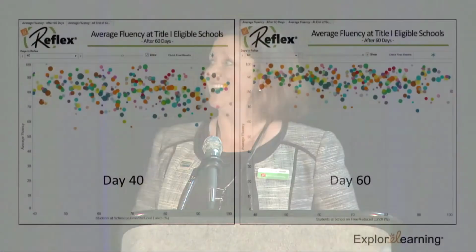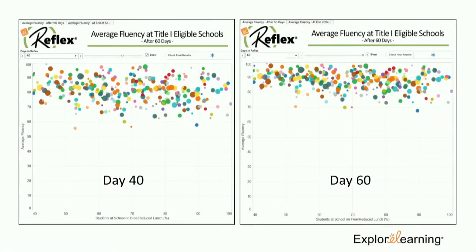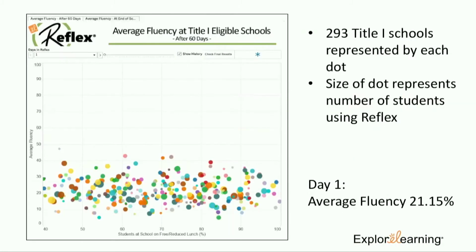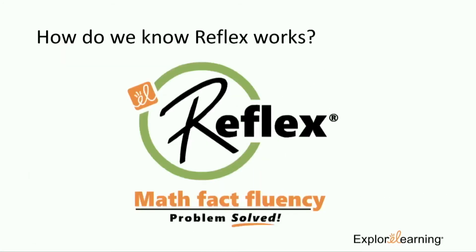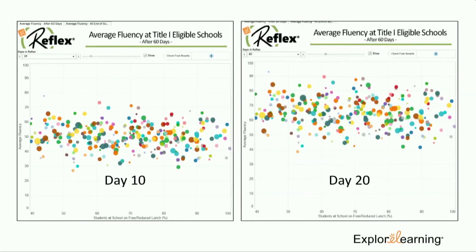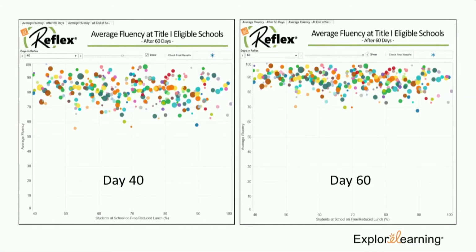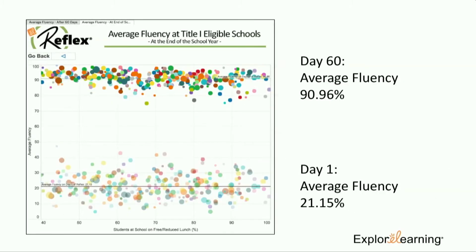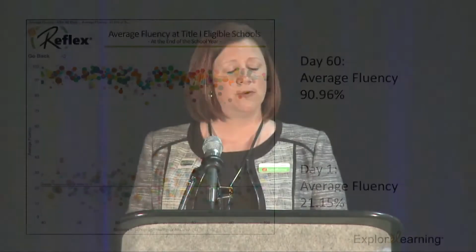Day 40 and day 60. That's quite a bit. I'm going to thumb back just for a moment. Starting data, 20%, 21% fluency. 10 days, 20 days on Reflex, 40 days, 60 days, it's even closer. And so when we compare from day 1 to day 60, we are seeing a 21% average fluency to almost 91%, a 70% increase for all students, regardless of the spectrum that they're on for free and reduced lunch.